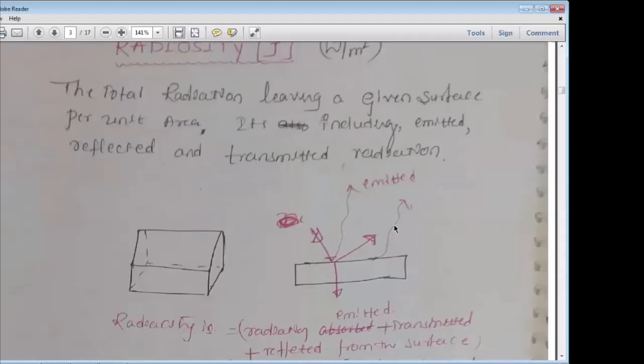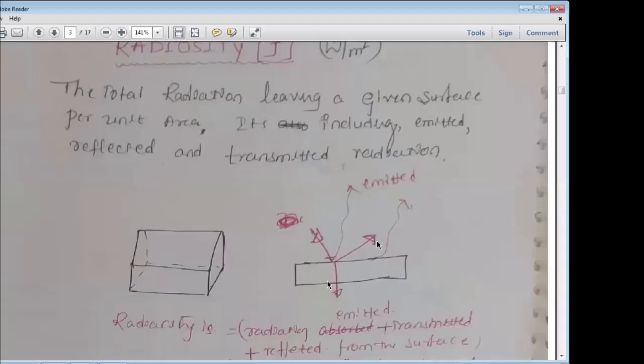This is called a surface. Radiation which is leaving the given surface per unit area, including emitted, reflected, and transmitted radiations. The question is how much radiation is emitted from a given surface. It may be in the form of reflection or in the form of transmission. That is called radiosity.